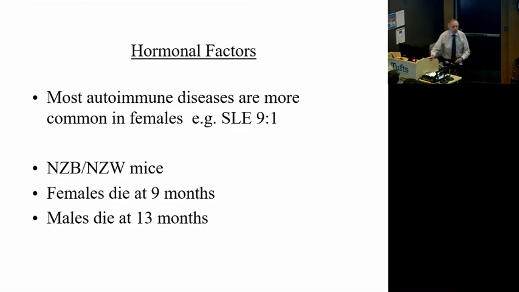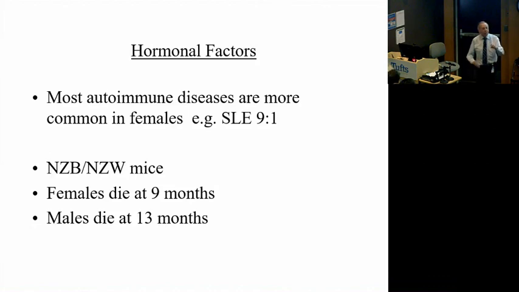Do you remember I told you about the New Zealand blacks and the New Zealand white? They all get autoimmune disease. And the females die when they're 9 months of age. The males live till 13 months. They don't get it as bad.